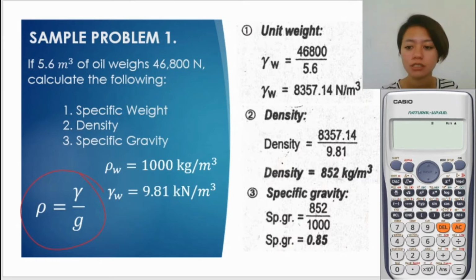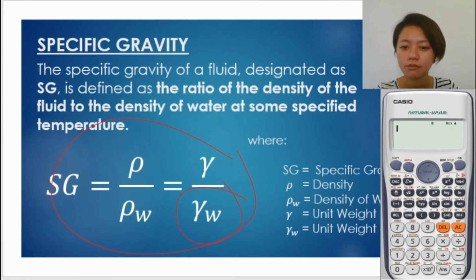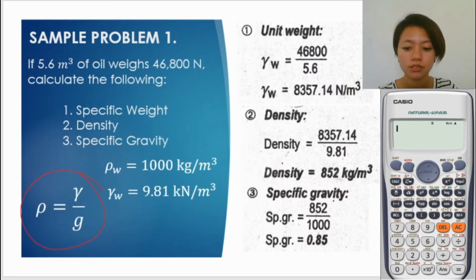So let's proceed with number 3, specific gravity. The original formula for specific gravity is either rho of the fluid, or density of the fluid, over the density of water, or the unit weight of the fluid over the unit weight of water. So let's proceed with number 3.